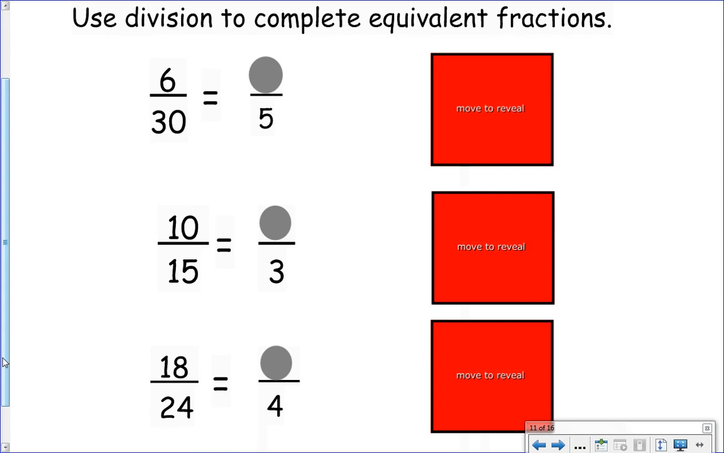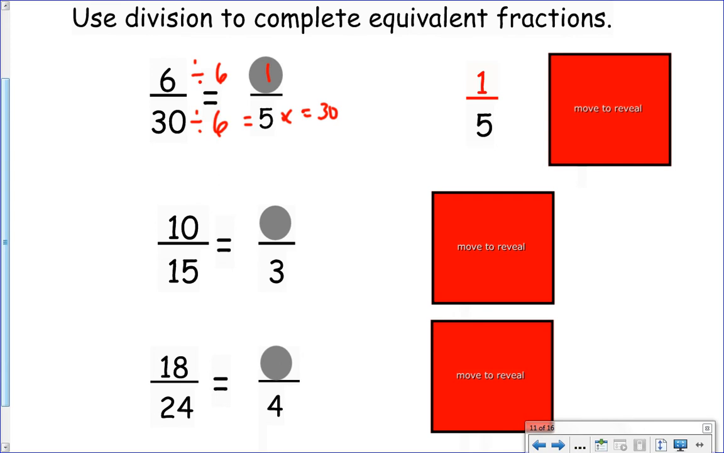Okay, so now that you've done that, let's take a look at what we got going here. So I have numbers here. I need to know 30 divided by what equals 5. Or I can go 5 times what equals 30. Some of you that are not as strong at division, you can go back to doing multiplication. So 5 times 6 is 30, so I'm going to go 30 divided by 6 equals 5. What I do on the bottom, I've got to do on the top. So 6 divided by 6 equals 1. So it'd be 1/5.